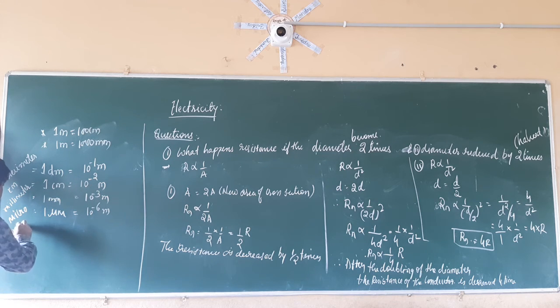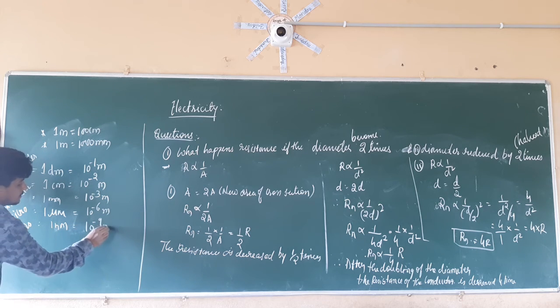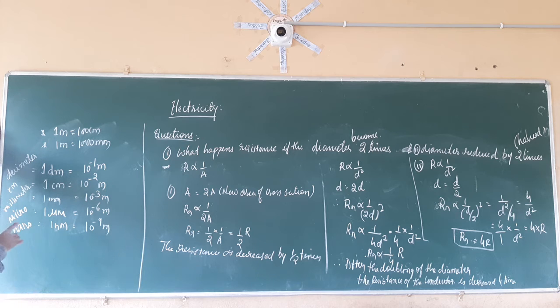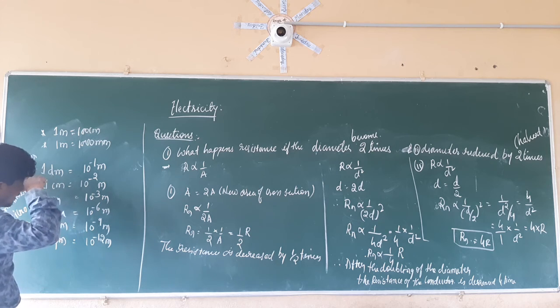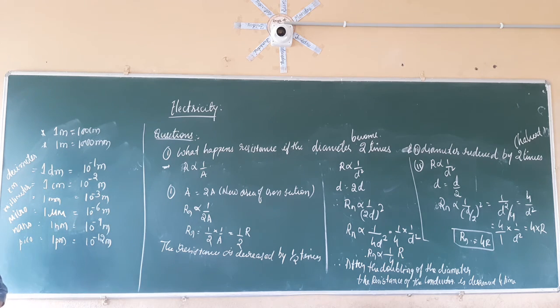In the same way, 1 nanometer is equal to 10 raised to minus 9 meters, and therefore 1 meter equals 10 raised to 9 nanometers. Like this, you have to remember those things. In the same way, pico, that is 1 pm, is equal to 10 raised to minus 12 meters.